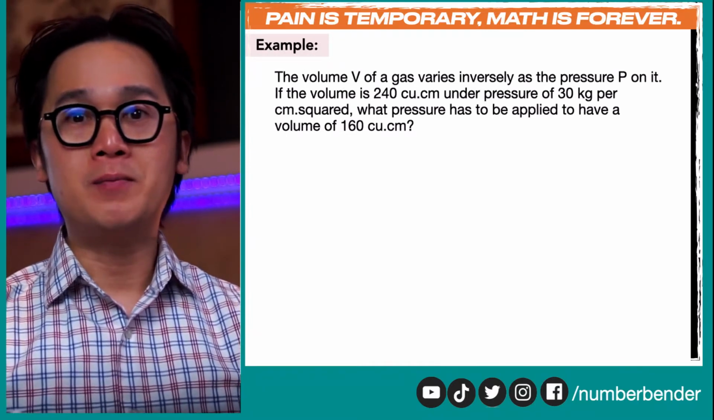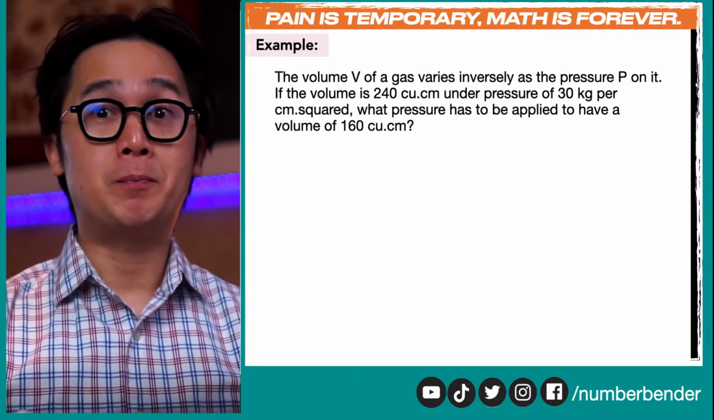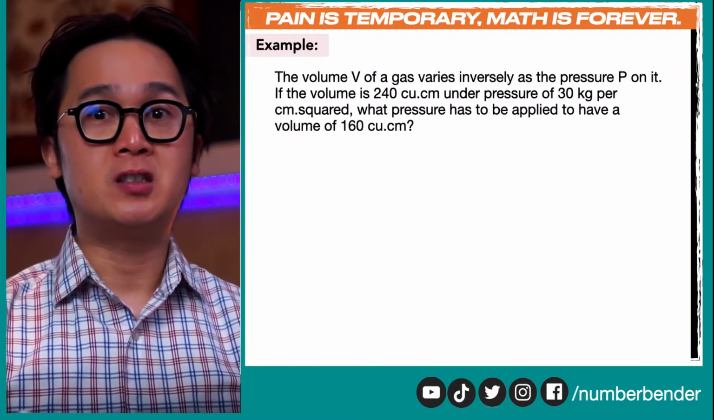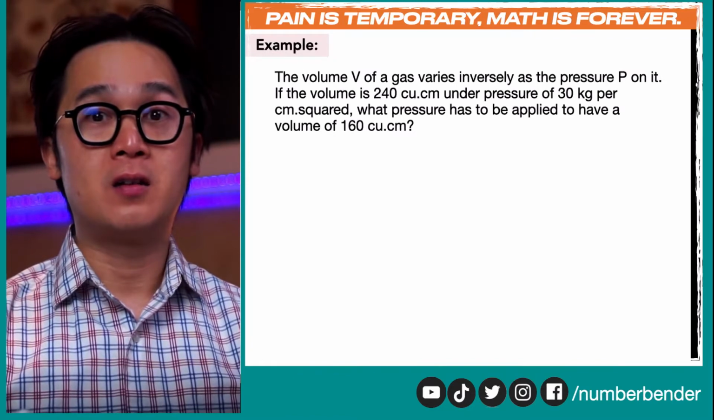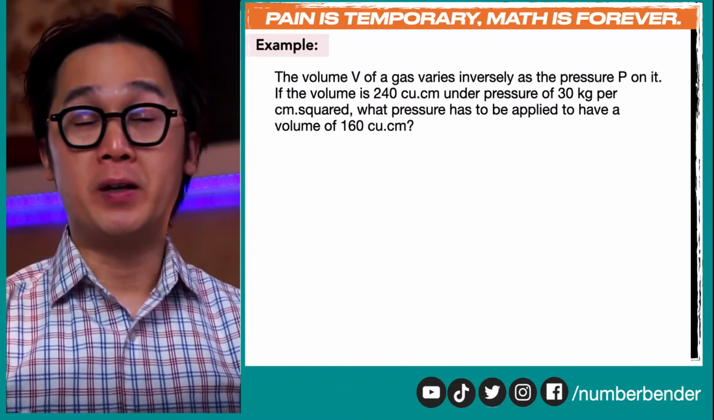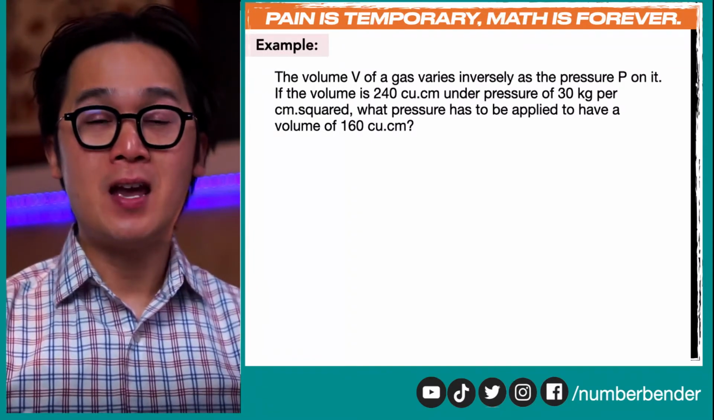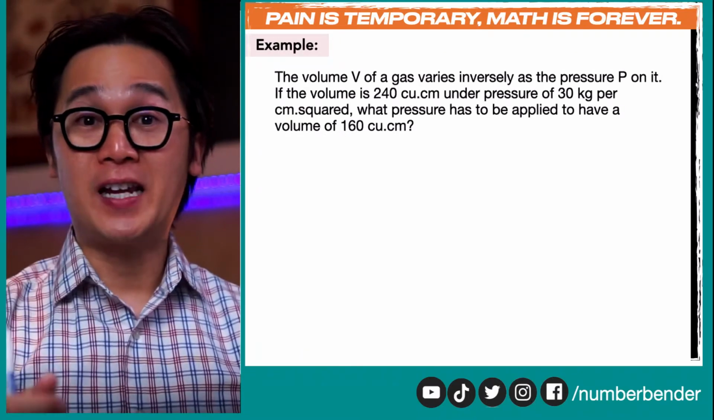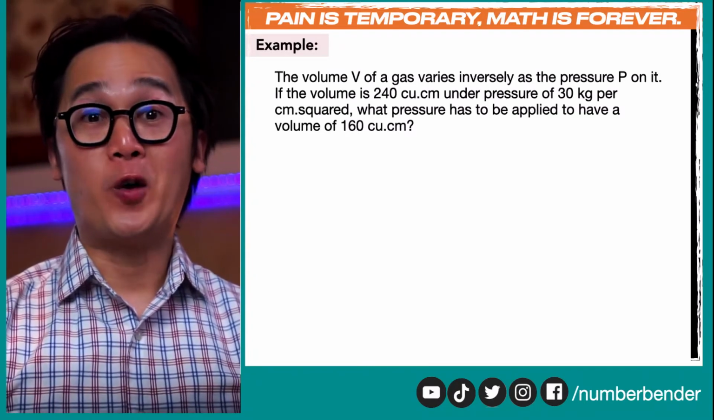So in this word problem, the volume V of a gas varies inversely as the pressure P on it. Now, if the volume is 240 cubic centimeters under a pressure of 30 kilograms per centimeter squared, what pressure has to be applied to have a volume of 160 cubic centimeters? Now, our word problem is a little bit text heavy, so what we can do is just work on each of the statements and try to answer each statement so that we can organize our work.